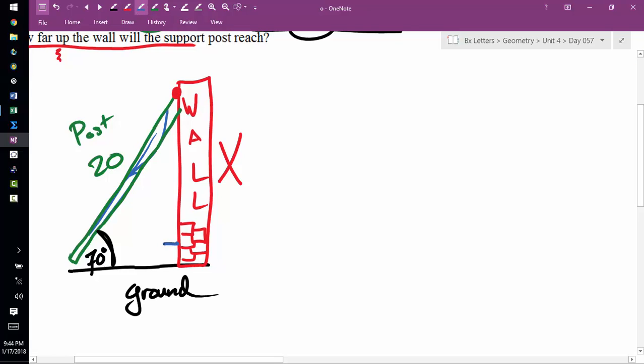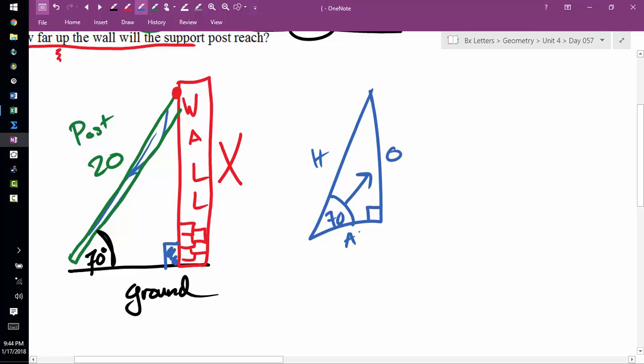Well, all walls make a 90-degree angle with the ground. That's how I know this thing is really modeled by a right triangle and an angle. So this is like trig. Here I'm going to label the hypotenuse, the opposite, and the adjacent. So my post is the hypotenuse, which I'm going to use.